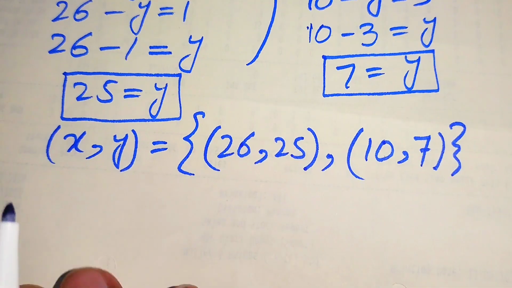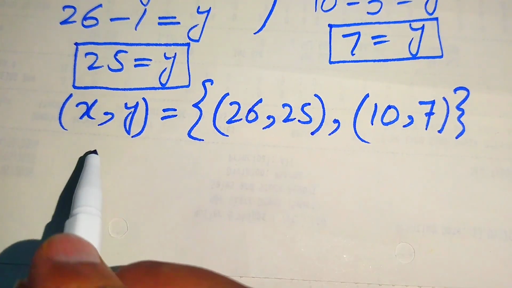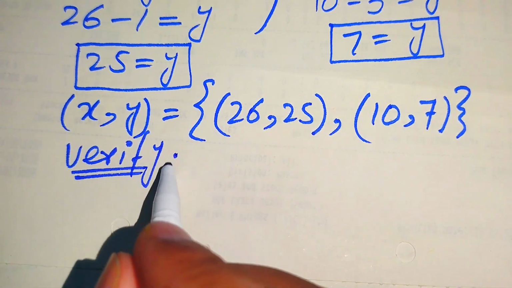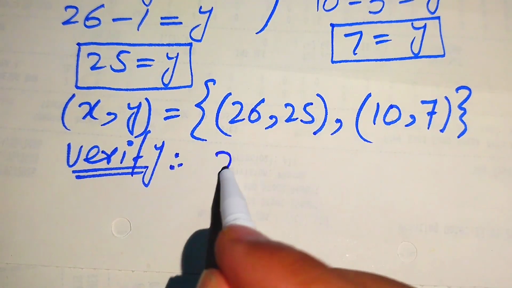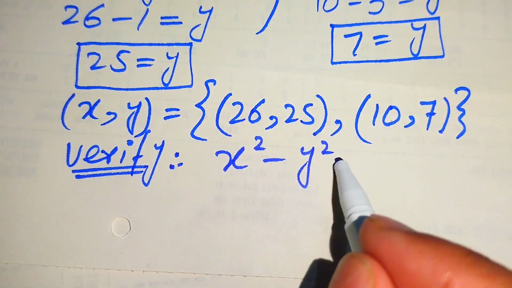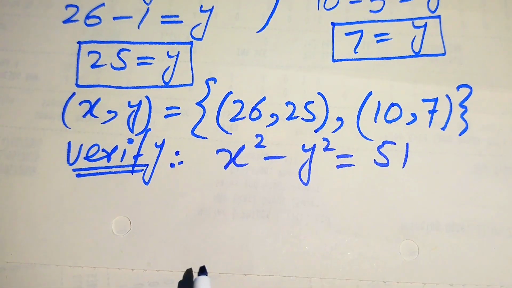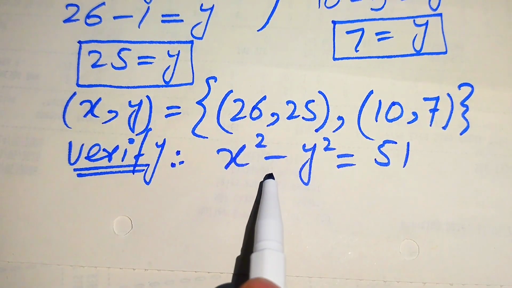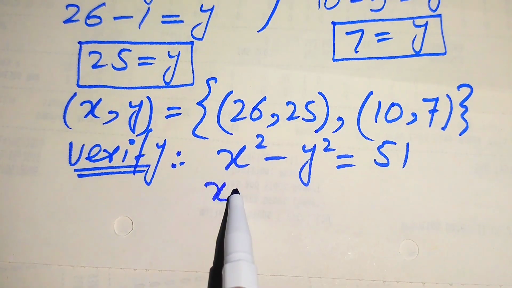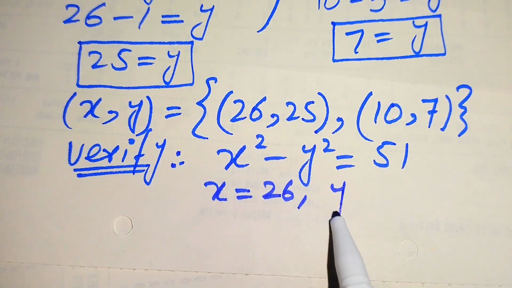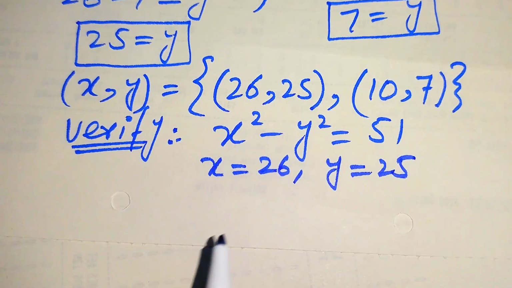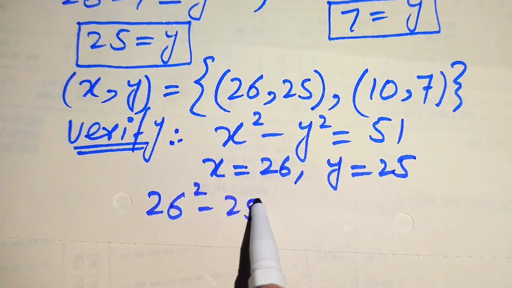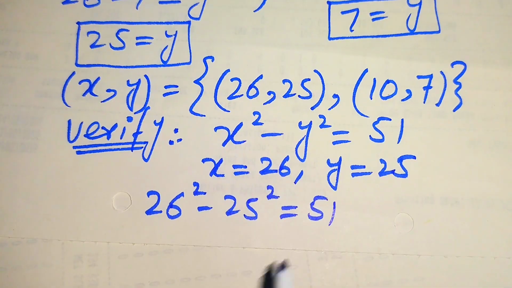So in the next step we need to verify whether these values of x and y are the solution, or whether these values of x and y are an extraneous root. So for verification we need to copy down the given question statement. Here it is x square minus y square equals 51, and in this case we substitute the values of x and y in the left hand side. So here we have x is equal to 26 and y is equal to 25.